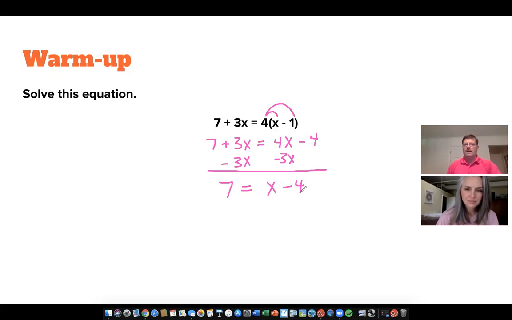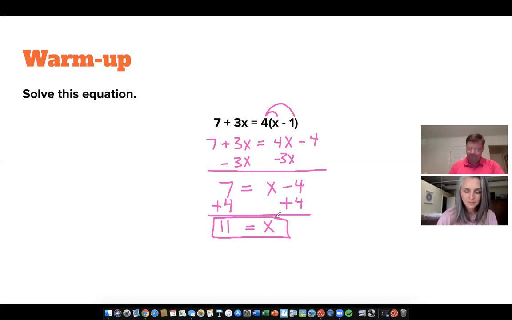I've now successfully moved the variables to one side, and I can now finish by adding the 4. We want to do the inverse operation to get it off of that side of the equation. So the opposite of subtracting 4 is adding 4. And the nice, wonderful thing about this problem is it ended up with x. I don't have to do any extra math at the end. 7 and 4 make 11.